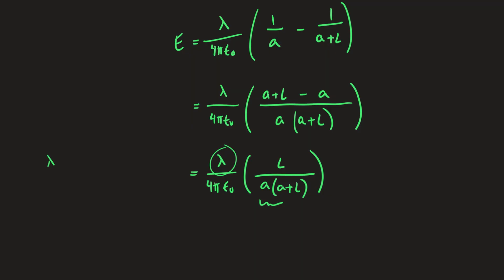Now, if lambda were actually Q over L, we would get the result where when L went to 0, we just have A squared on the bottom, and our charge would all be concentrated in a very small space. All right. Not a terrible example. Is that okay so far?